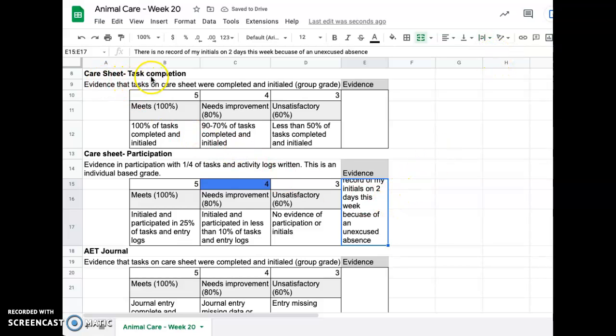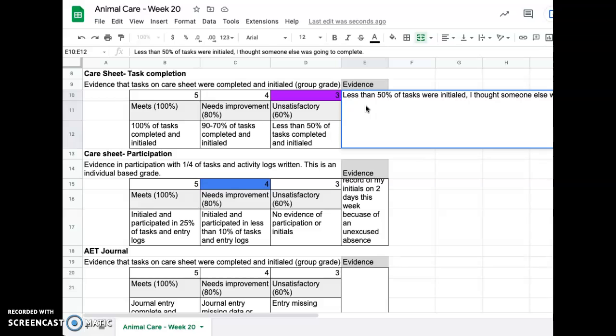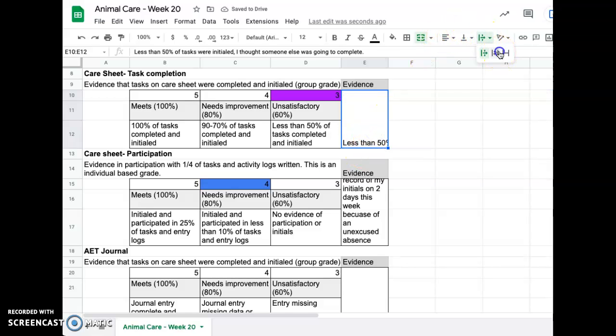And then up here, care sheet task completion. I'm going to go ahead and say that our group deserved a 3 because we did not complete all of our tasks. Less than 50% of tasks were initialed. I thought someone else was going to complete them. All right, so that happens. Maybe one of your group members said, hey, I'll get this, and then they did, but never initialed it. That's still part of communicating. That's still part of being on a team.